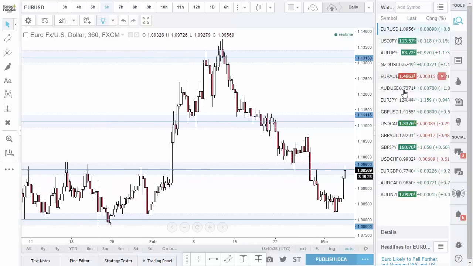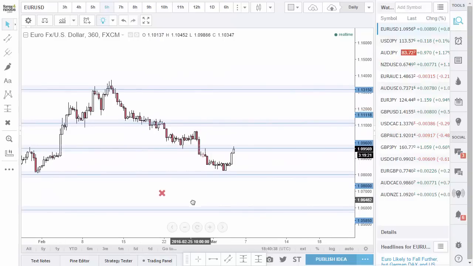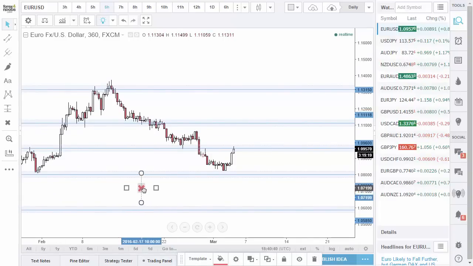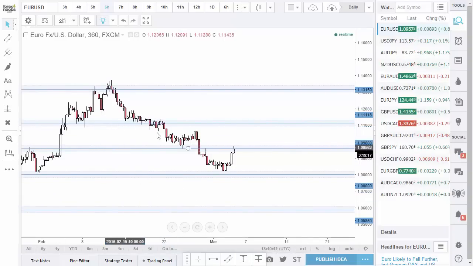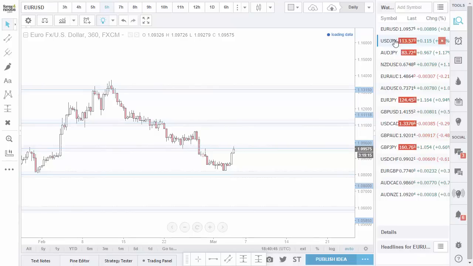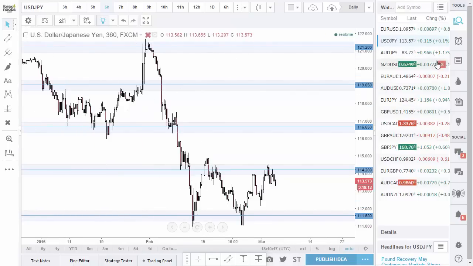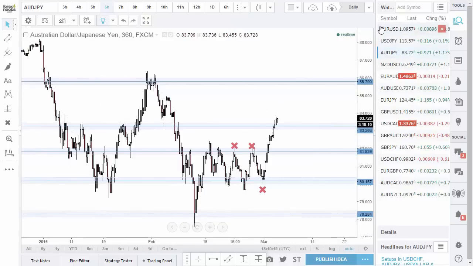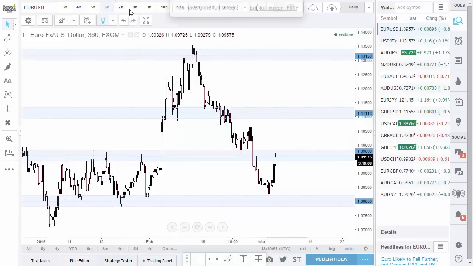I'm going to start with this EUR/USD example. Damn it. The red cross moved. We've lost the red cross. Has that happened everywhere? No, just on EUR/USD. That's cool, then. That's good.